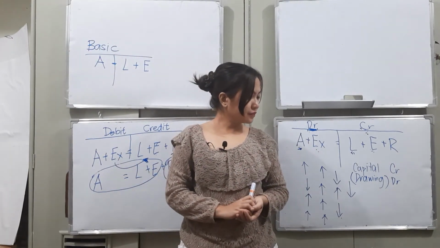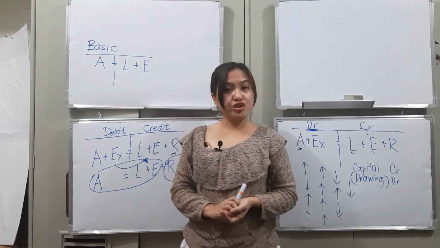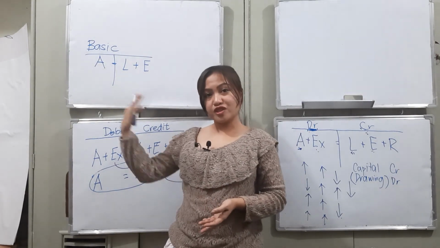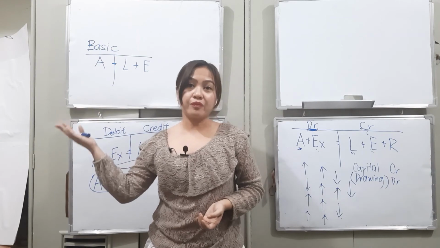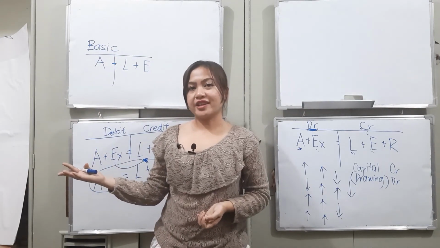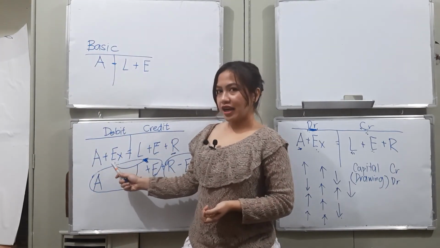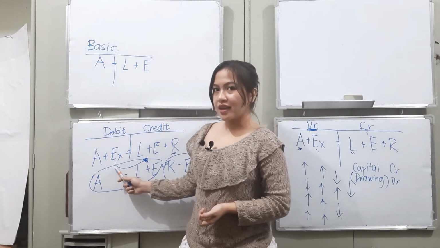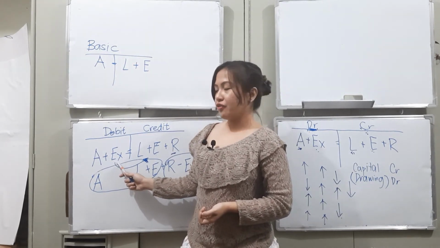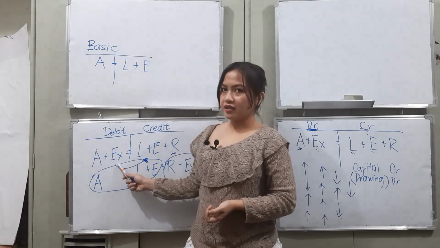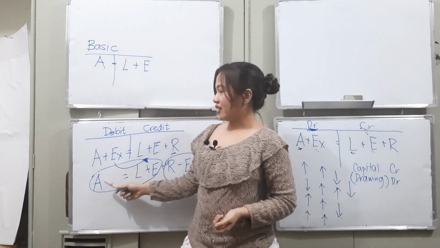Next. Paid salaries to employees. So, the benefits you have received from the services rendered by your employees, that is an expense. So, salaries and wages, or salaries expense. So, the category is an expense. Credit, you paid them. So, cash, it is an asset.